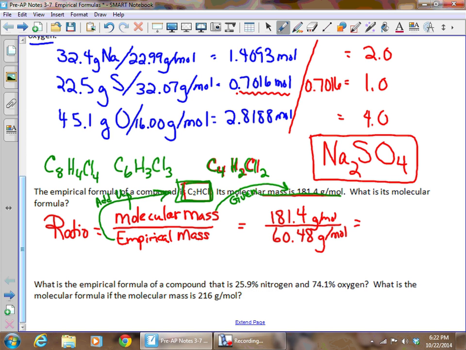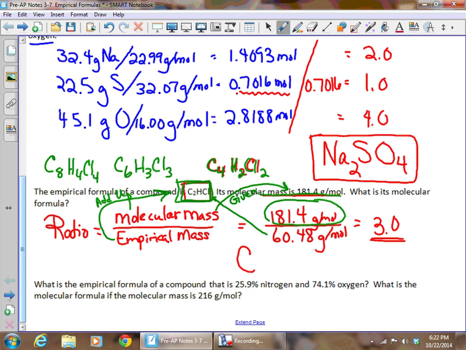Dividing that, we end up with 3.0, or right at 3. So what does that tell us? That tells us that the mass of the real molecule, this one right here, is 3 times bigger than that. So what do we have to do? We have to multiply everything in that compound by 3.